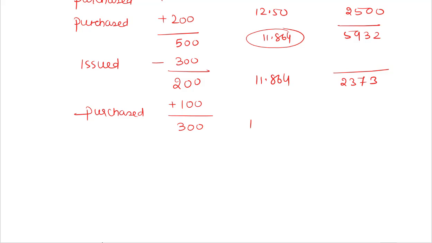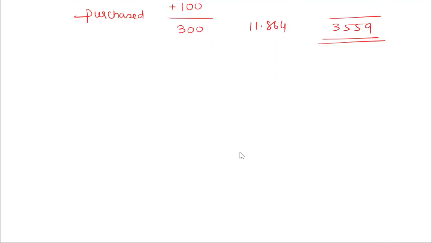So 200 plus 100, 300, at 11.864, 3559. I believe you understood this. Let us take one more example.